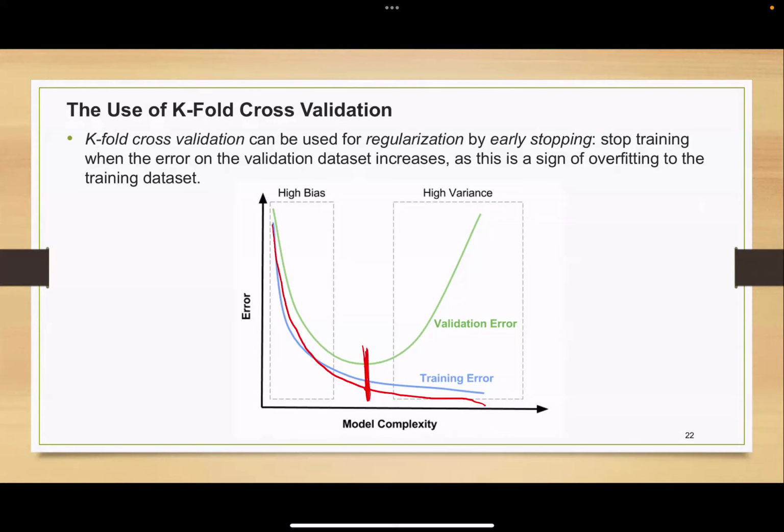So the bias means how big the error is, okay? So a high error means it has a high bias. And the variance means the performance of your model on different data sets. So this is called variance.